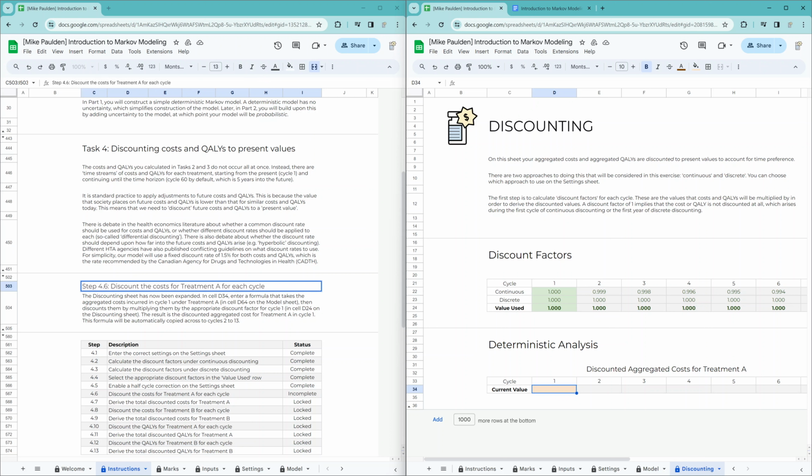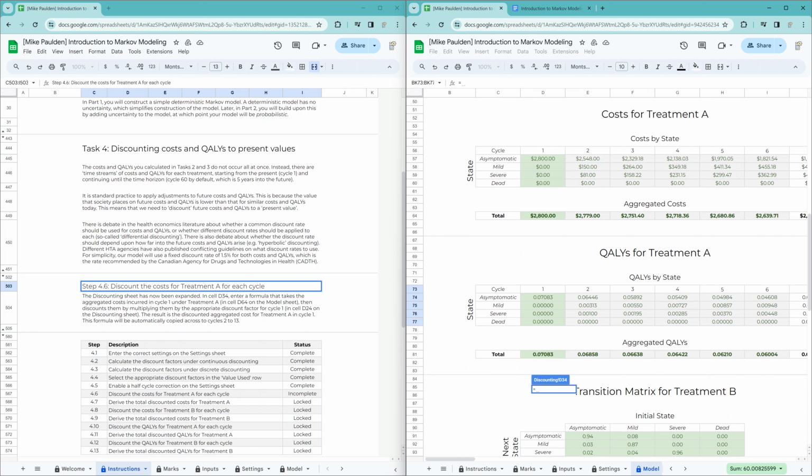So how are we going to do that? First of all, we need to pull in the costs from the model sheet. So equals, and then on the model sheet, where were the costs for treatment A, and we should talk about the aggregated costs here, in cycle 1. It looks like it's in D64. And then we need to discount them, don't we?